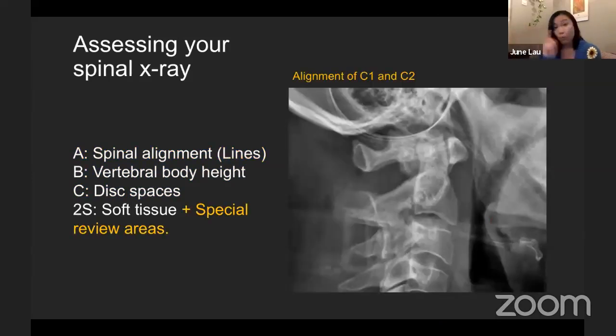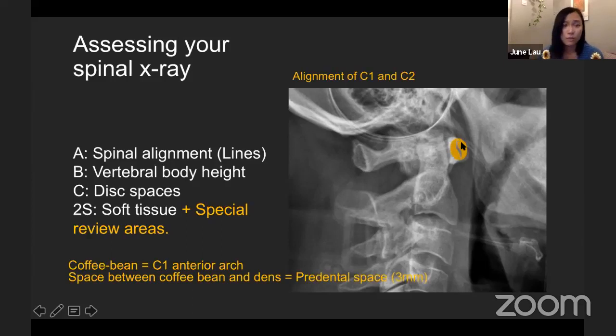So we've done ABC and 1S. The last S is our special review area, and that has to do with the top joint over here between C1 and C2. So this here, I like to call the little coffee bean, is the anterior arch of your C1 that's like a ring. Now there's a specific amount of space that should be between the dens or the odontoid peg of C2 and C1. If it's narrowed, it can happen in osteoarthritis. If it's widened, then you need to think about whether or not there's subluxation or loosening or rupture of the ligament that holds them together.